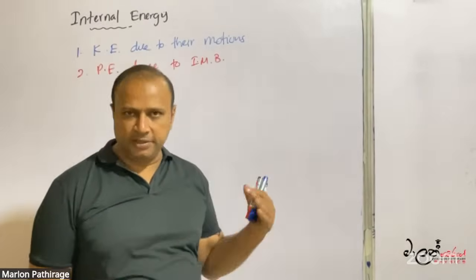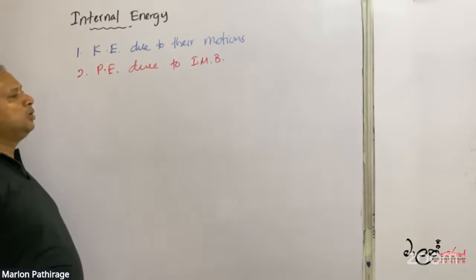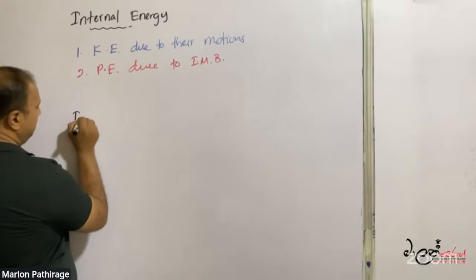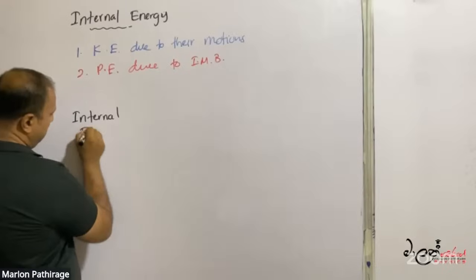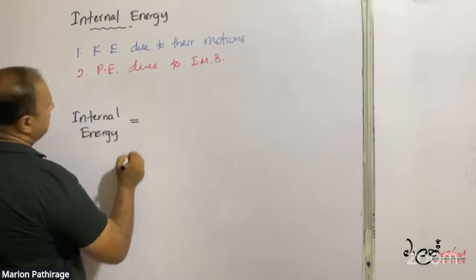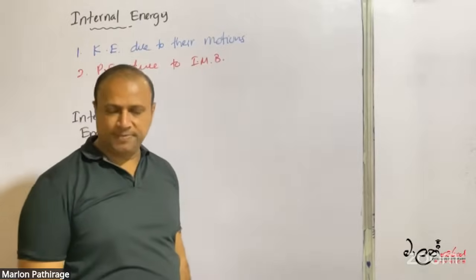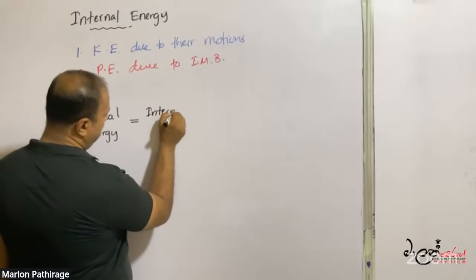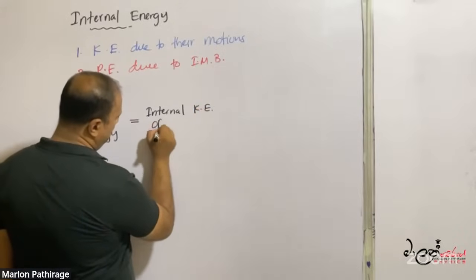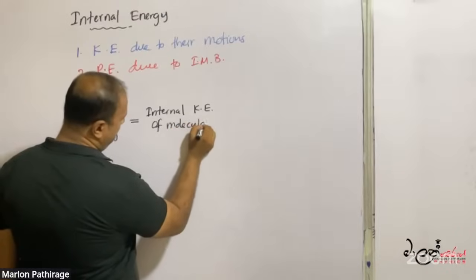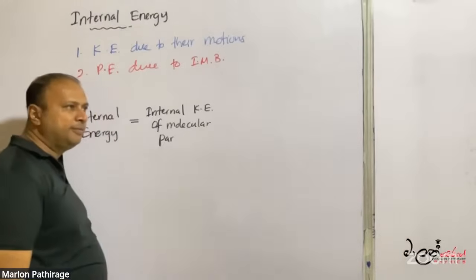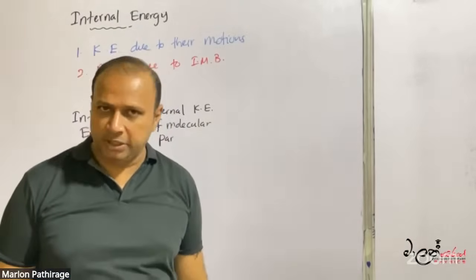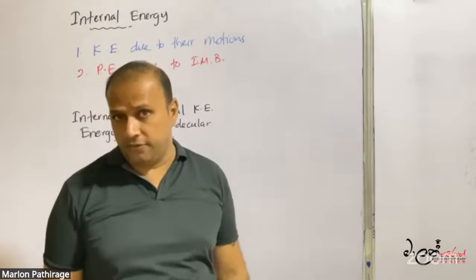The sum of those two energies inside an object is called the internal energy of that particular object.